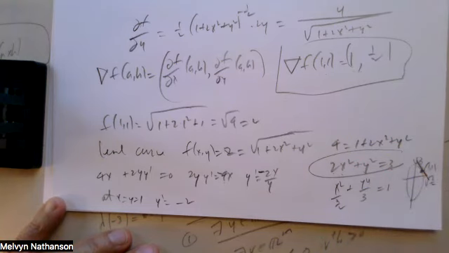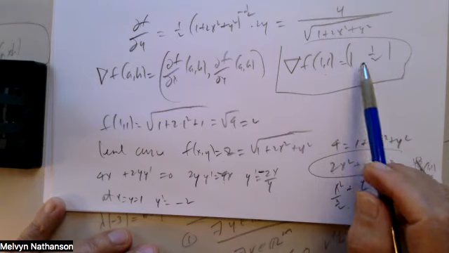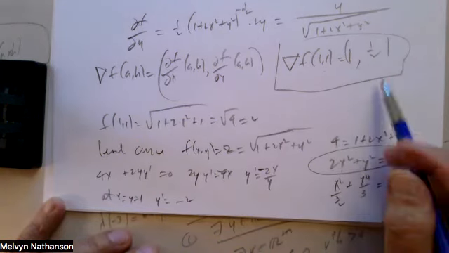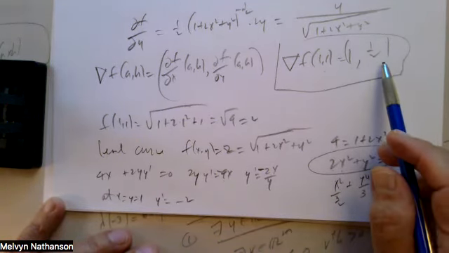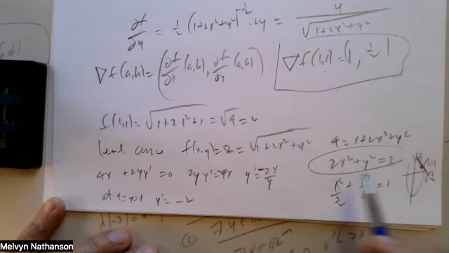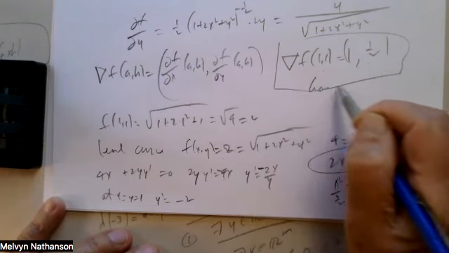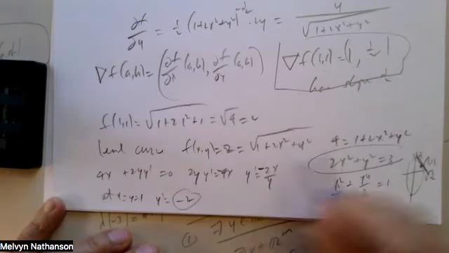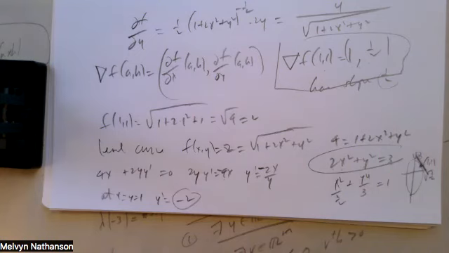And the gradient, what was the gradient? The gradient was (1, a half). This vector (1, a half) has slope a half, and minus 2 times a half is minus 1. If two lines have slopes where one is the negative reciprocal of the other, then they're perpendicular.